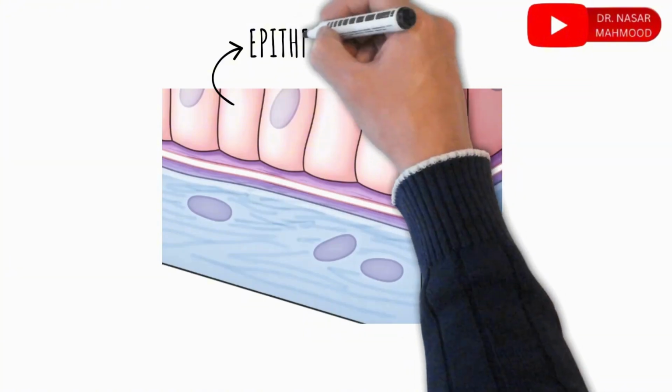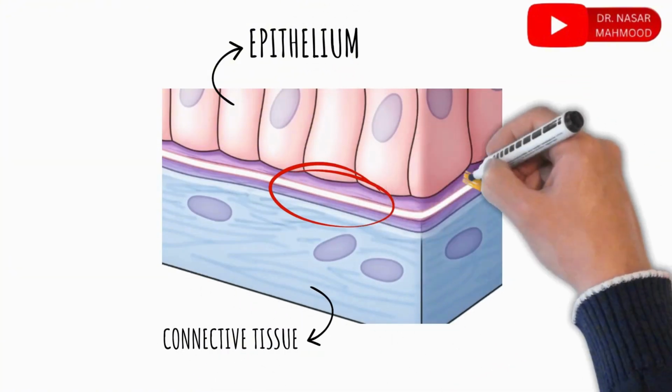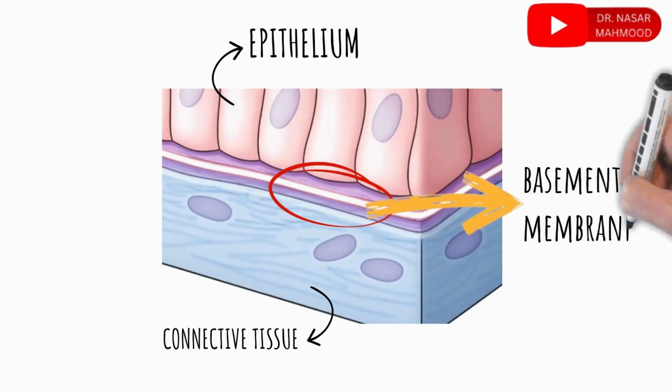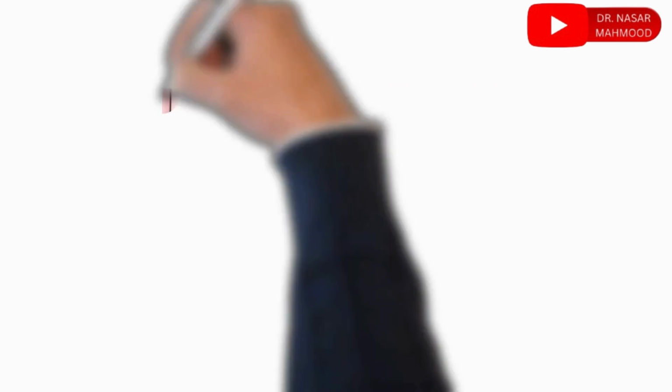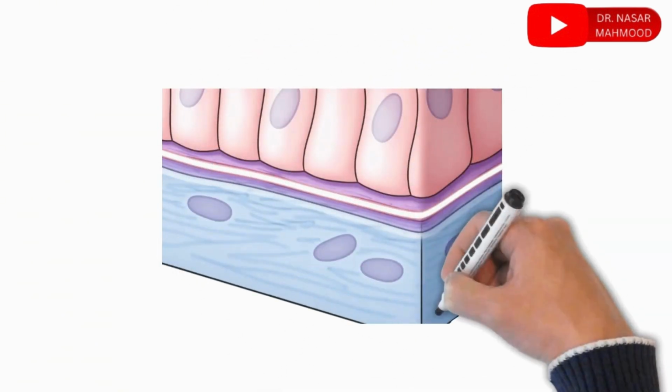If you look at an epithelial layer here, and then just look beneath it, you'll see a thin line separating it from underlying tissue. That thin line is the basement membrane. Now, the basement membrane is not just one layer. It's actually made up of two main parts working together.